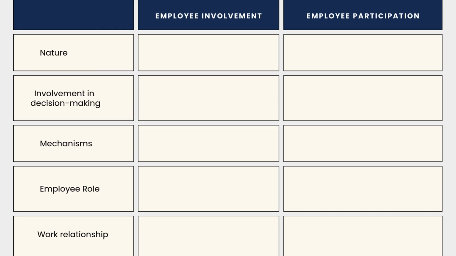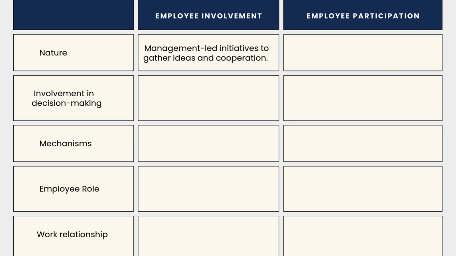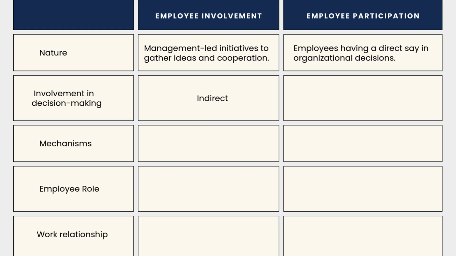Let's break down the key differences between employee involvement and employee participation through this simple comparison. Employee involvement is about management-led initiatives to gather ideas and cooperation. In contrast, in participation, employees have a direct say in organizational decisions. Involvement in decision-making: with involvement, decision-making is indirect, while in participation it is direct.